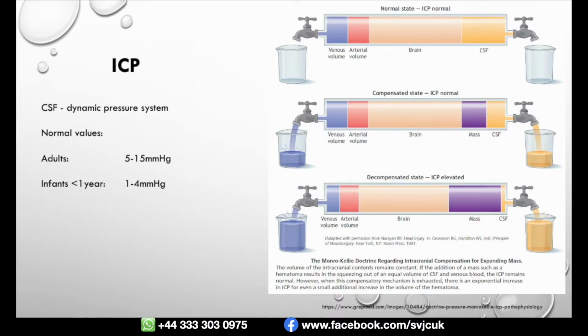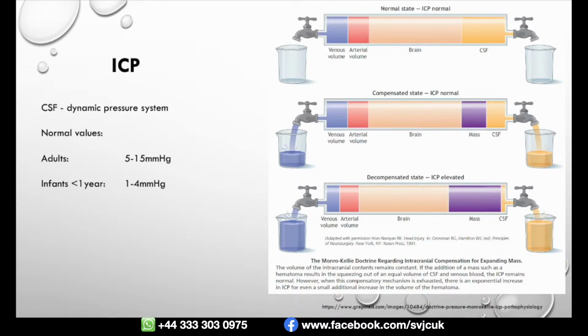Whenever you have an increase in one of these components, so as you can see in the middle of the three images, there is now a purple component which is representing a mass. So in order to maintain the intracranial pressure within the normal limits, some of the venous volume and some of the CSF has exited, and that's then allowed the pressure to remain the same despite having to compensate for this increased mass. If you then look at the bottom of the three images, you can see that the mass has increased in size and it's squeezing out even more of the CSF, even more of the blood volume, and this is now a decompensated state.